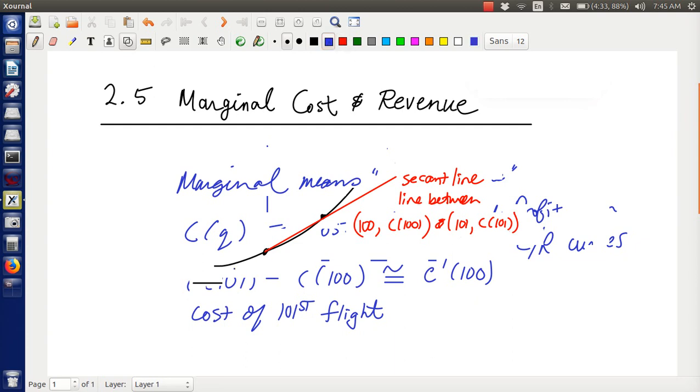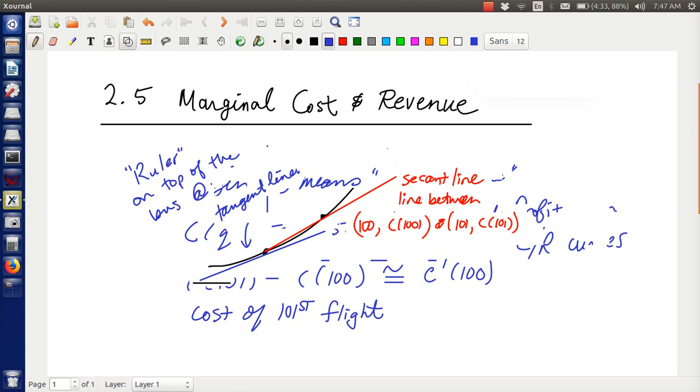Which is not quite the same as what we would get if we have a tangent line. And that's that ruler on top of the bus at 100. So the tangent line at 100, or if you prefer 100, C of 100, either way, you're saying the same line. The secant line is going to be slightly different from the tangent line, but it's a good approximation, especially when these two points are really, really close together.